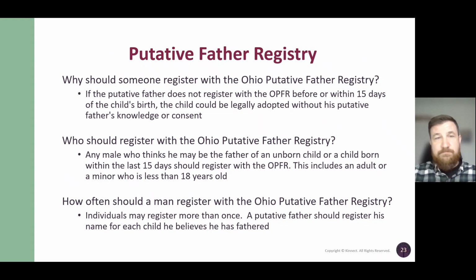Once they are registered, they are on there forever. This does include fathers who are minors. If they're not 18 years old, they can still register on the putative father registry. And anyone can register as many times as they would like. It's only once per child. But if a man believes he's the father of many children, he can register once per every child essentially.